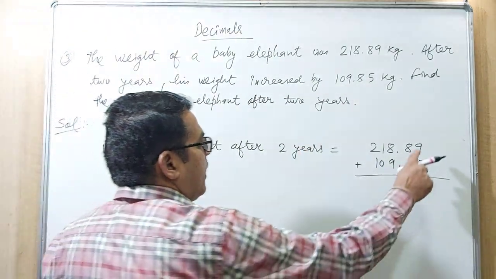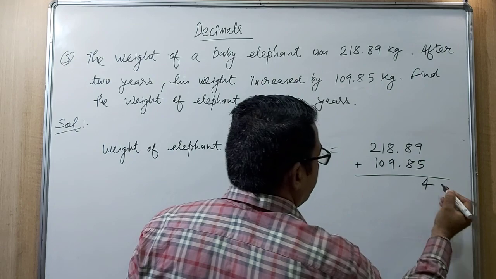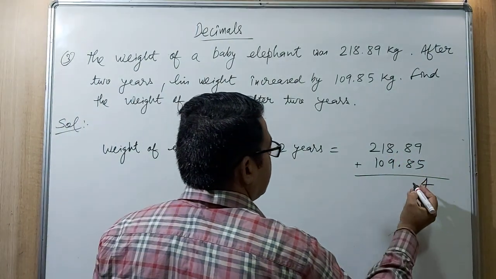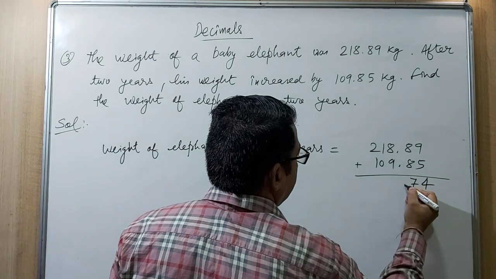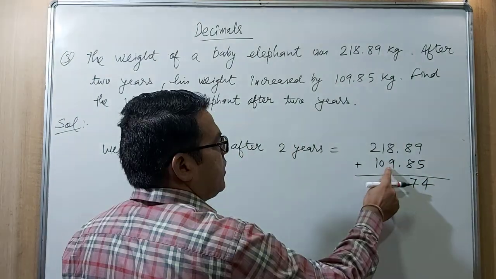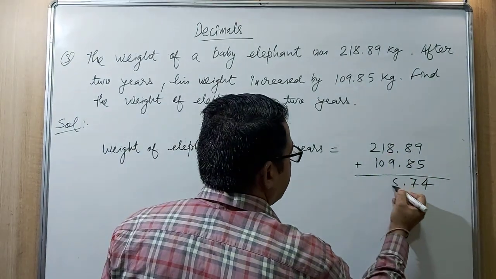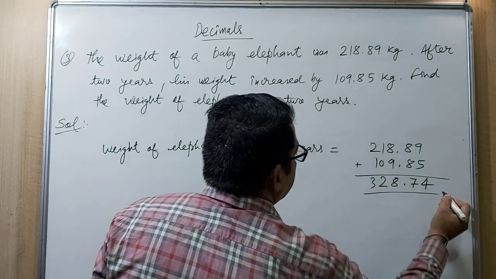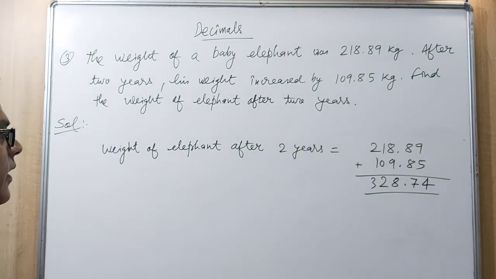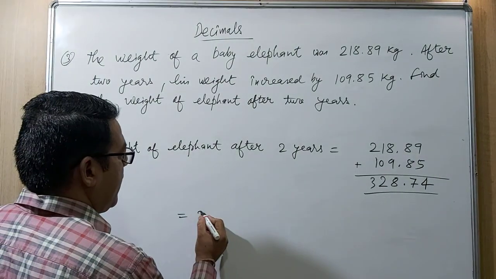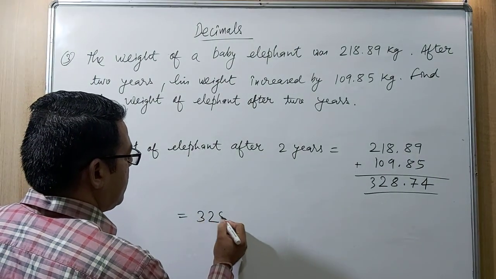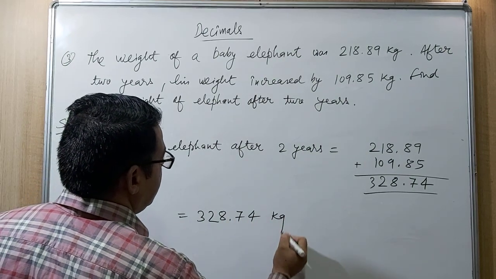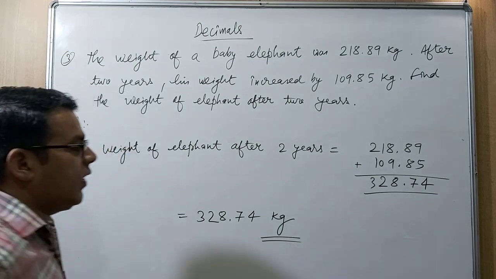Now 9 and 5 we have 14, carry is 1. So 8 and 8, 16 and 1, 17. Again, carry is 1. So this is 10, 10 and 8, 18. 8 carries again 1. 1 and 1, 2. 2 and 1, 3. So after 2 years, the weight of the elephant will be 328.74 kg. Don't forget to write this kg.